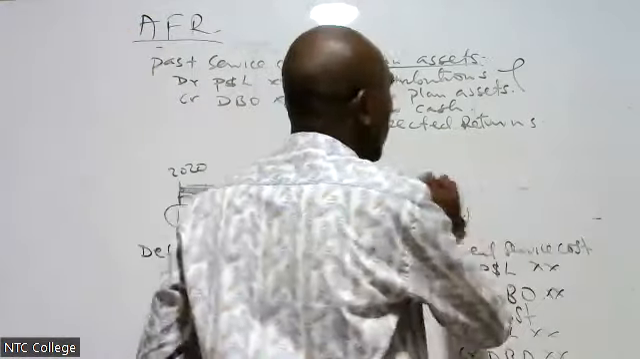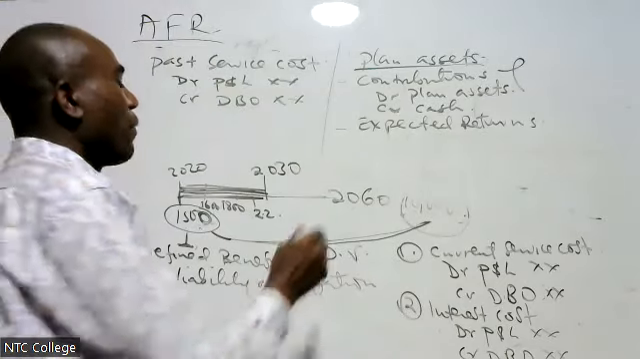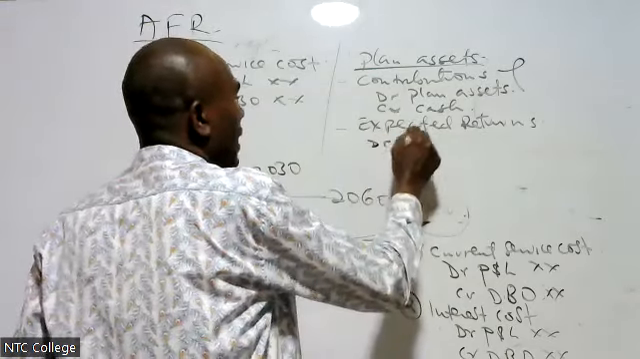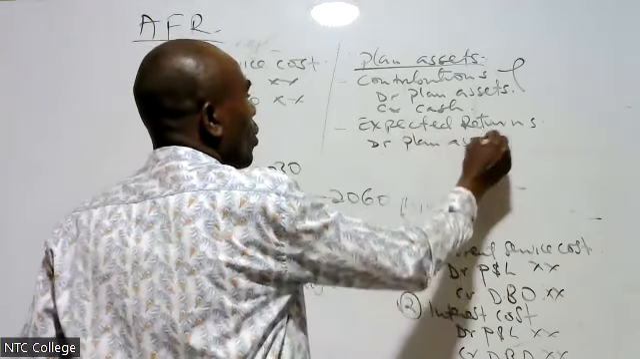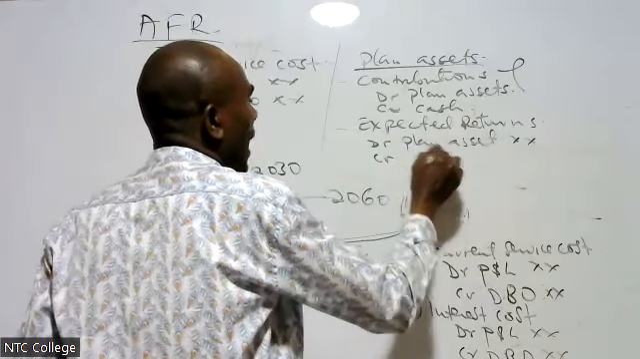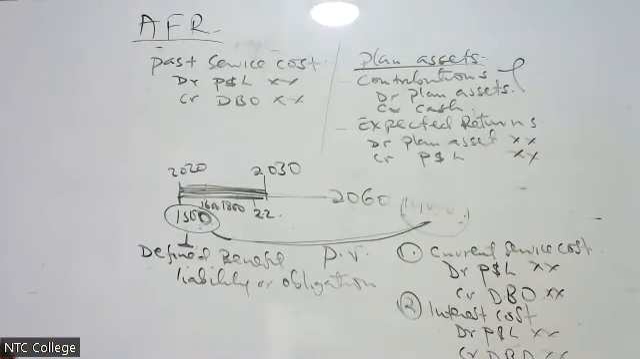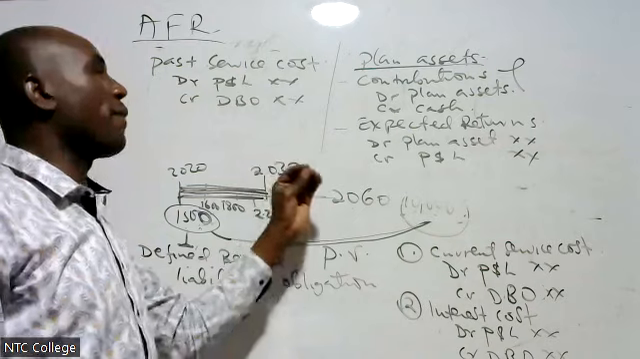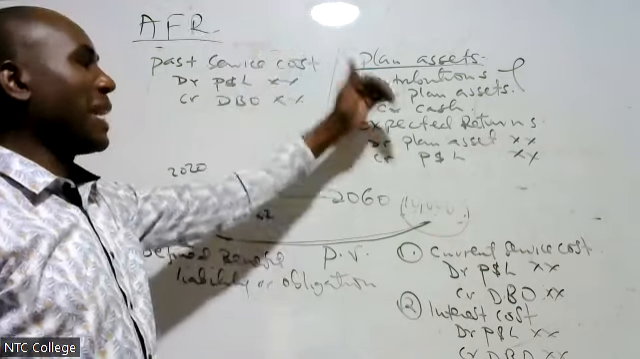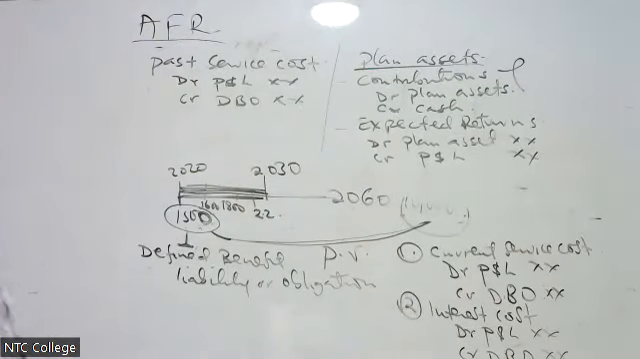This expected return on investment will be increasing the plan asset. Therefore, we are going to debit plan assets. Because it's increasing the plan asset, we credit P and L. It's an income to the company. The company is getting something from the investment. Therefore, we debit plan asset to increase the plan asset, and we credit P and L. That is how we are going to account.